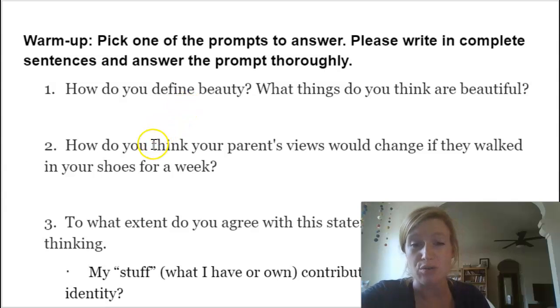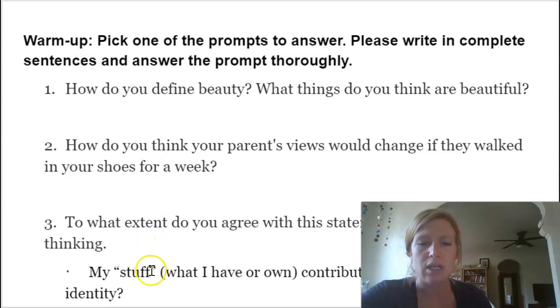Your parents' views on the COVID-19 era and your views on that might be completely different. So think about it: if your parents were to walk in your shoes for a day, how might their perspective change, or how might their views change?